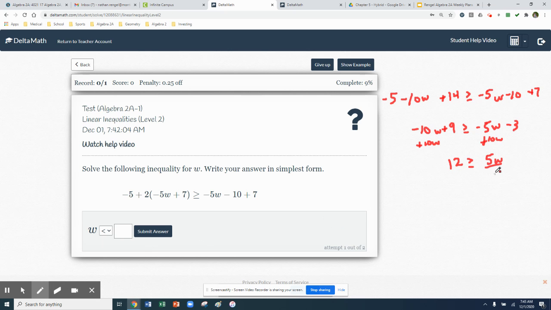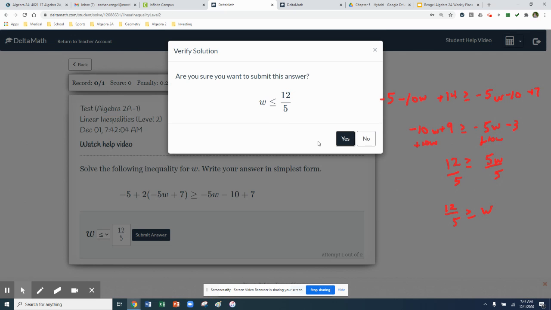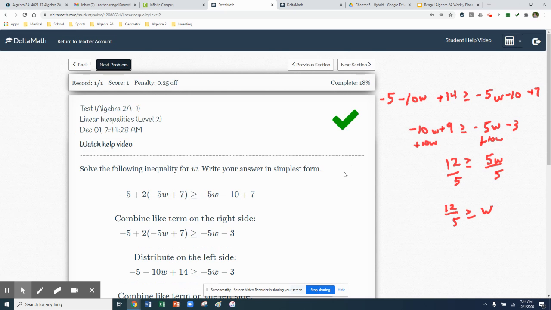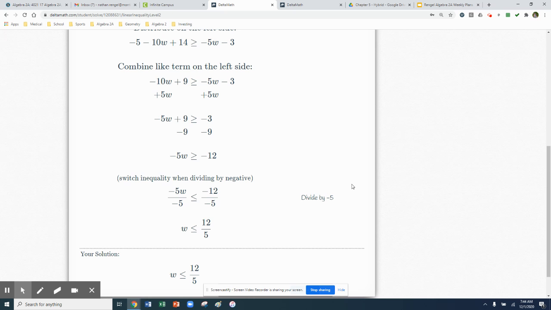And then lastly, we'll divide both sides by 5. So I'm going to get 12/5 is greater than or equal to W. And I'll have to kind of think about that backwards here. I've got my W's on the less than side, so I'd have W is less than or equal to 12/5. So that should be my result. So I'll hit submit. And it'll walk us through the problem, and there we get our result where we get our 12/5.